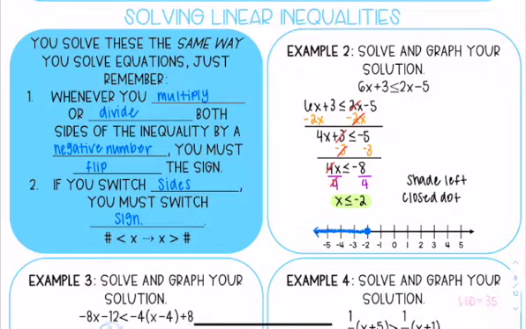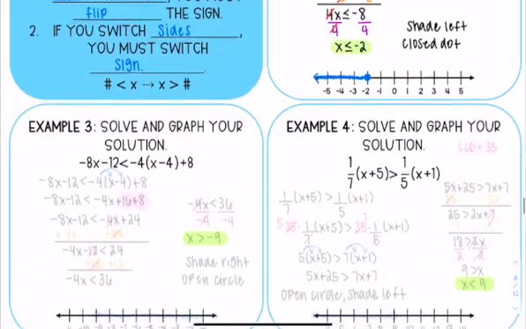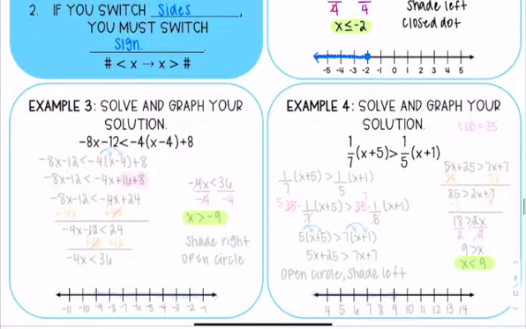What about for example number 3? We want to solve and graph our solution for -8x minus 12 is less than -4 times (x minus 4) plus 8. So let's go ahead and write that down. -8x minus 12 is less than -4 times (x minus 4) plus 8.